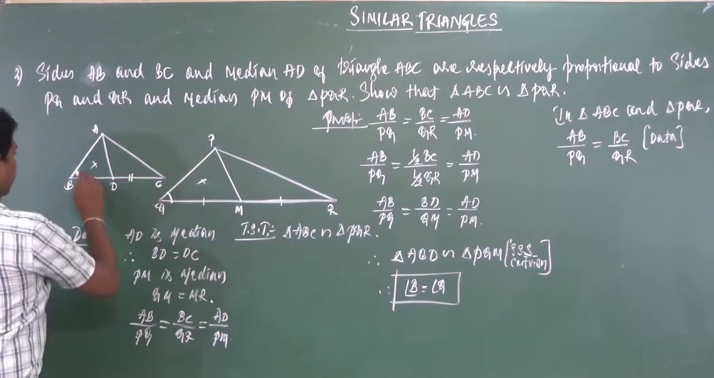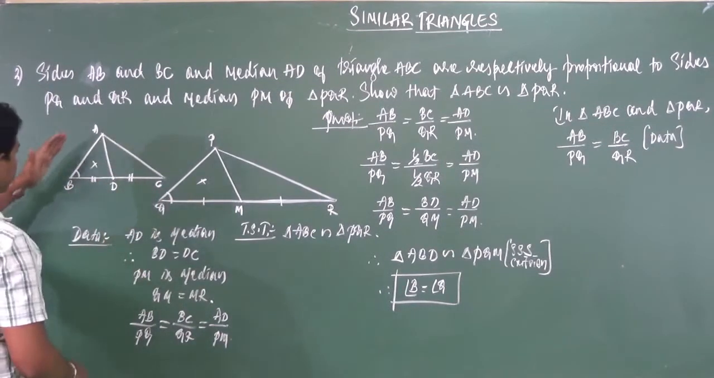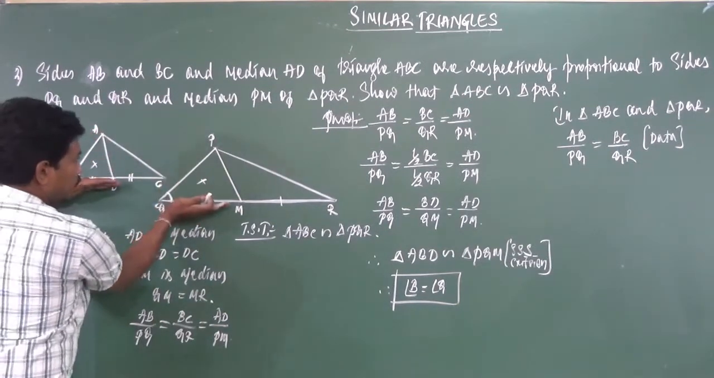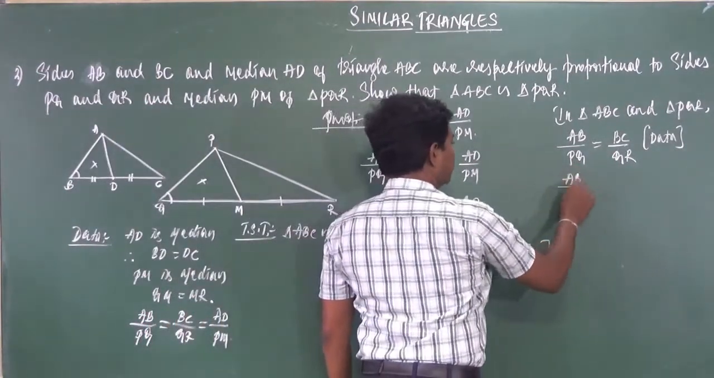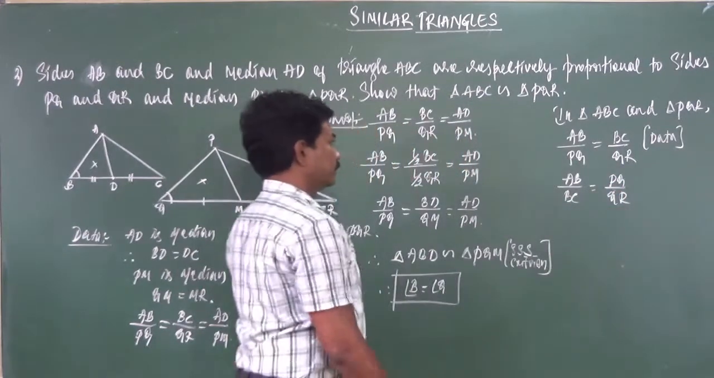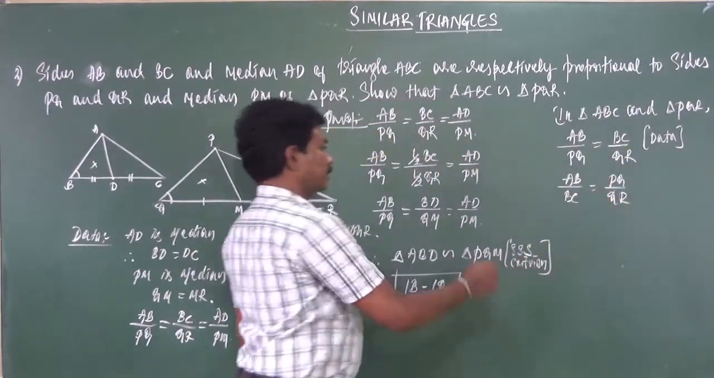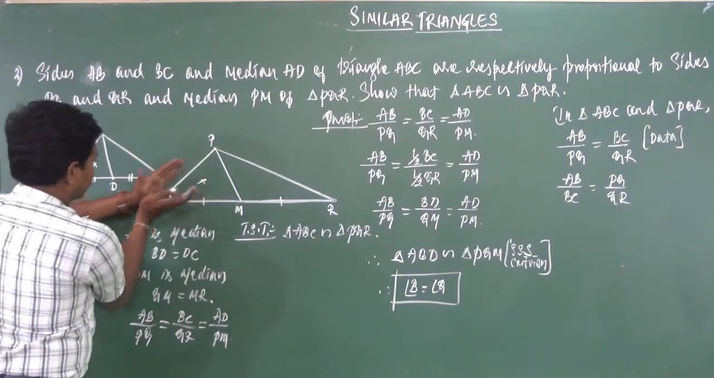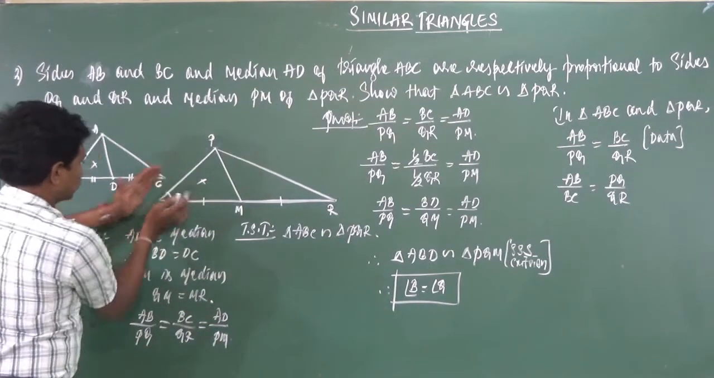This is the ratio, and for these two angles, these are the included sides, right? So AB by PQ is equal to BC by QR can also be written as AB by BC is equal to PQ by QR. I have just taken numerator by numerator is equal to denominator by denominator. Now look at the figure. AB by BC is equal to PQ by QR. So these are the two sides and this is the included angle.